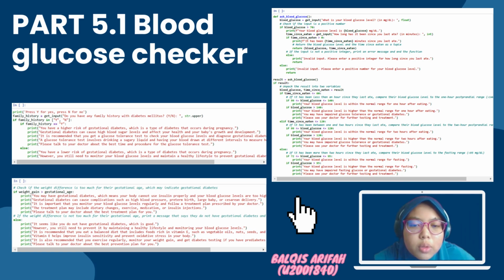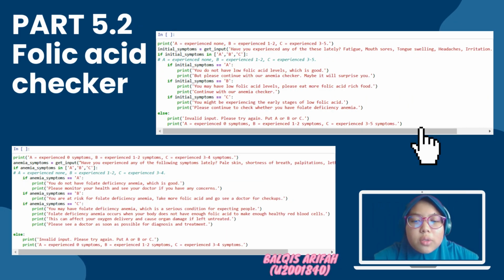So we will ask for the blood glucose and when was the last time they ate. And we will compare that and then remark if they have insulin intolerance. Next, folic acid checker. So these are the symptoms for low folic acid and folate deficiency anemia. If they have lots of symptoms for the first picture, then they may have early stages of low folic acid. And if they have lots of symptoms for the second picture, then they may experience folate deficiency anemia.